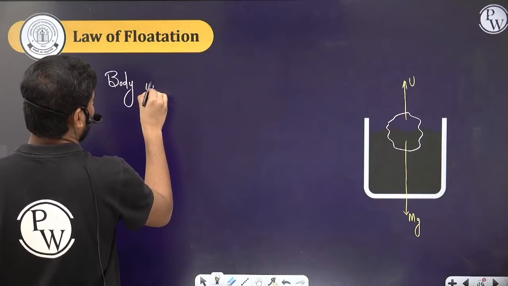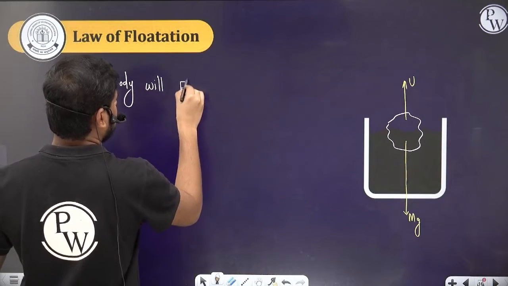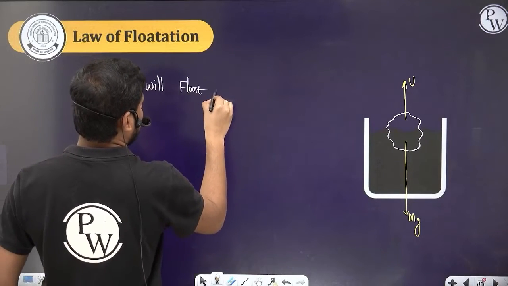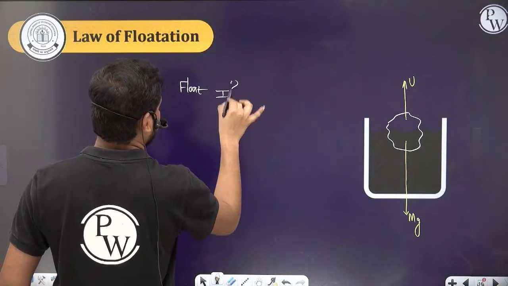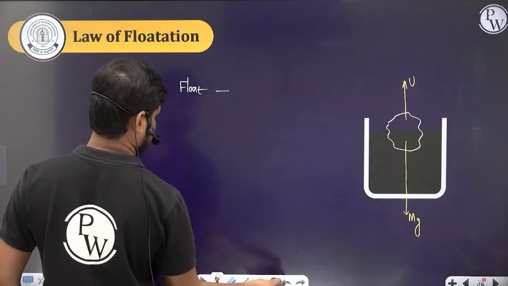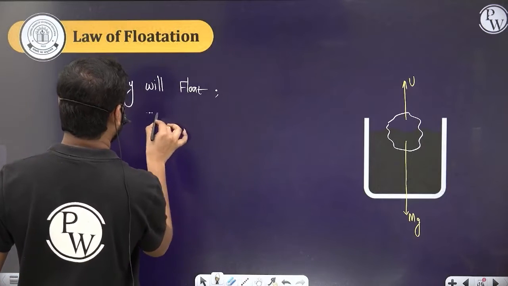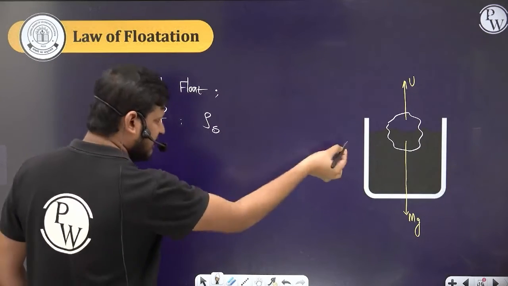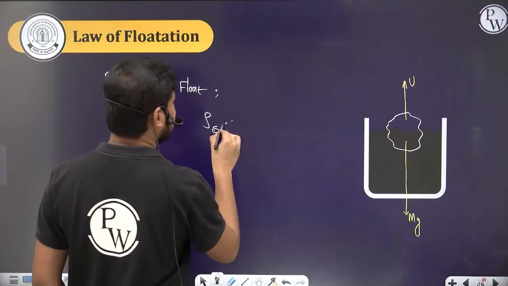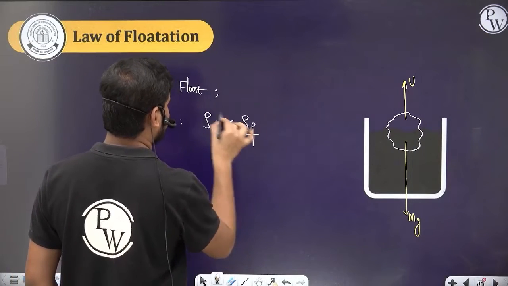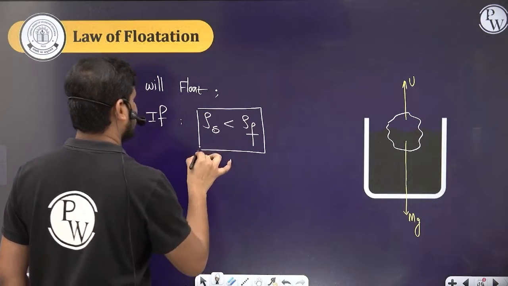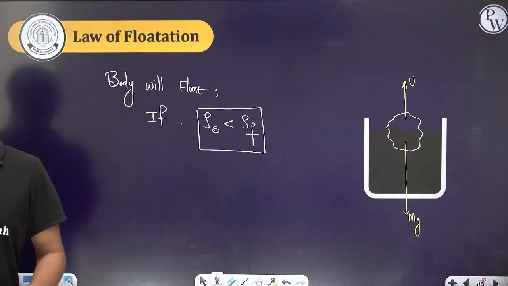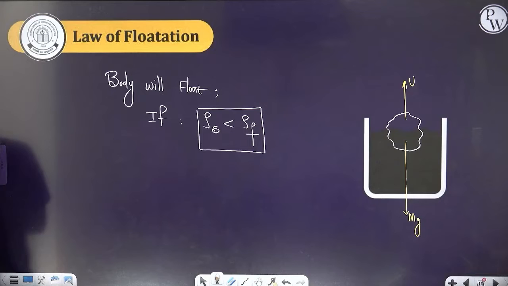The body will float if the density of the object or the solid is less than the density of the fluid. This is the condition for floating. Done, guys? Just note this down.